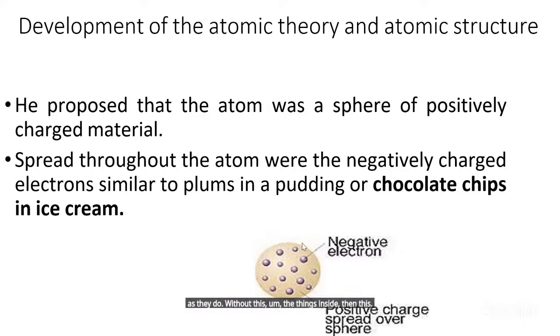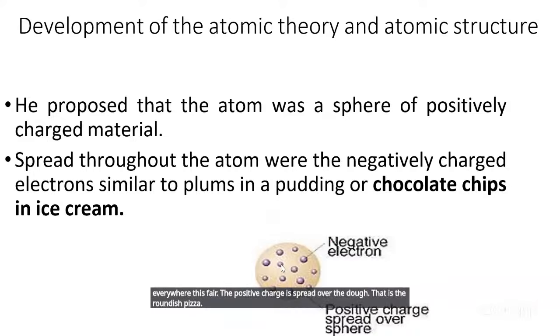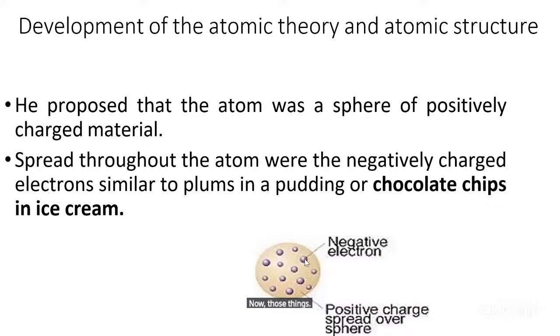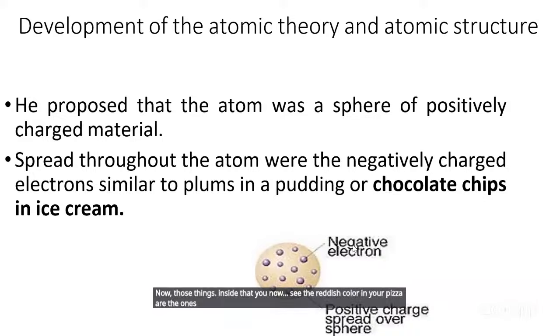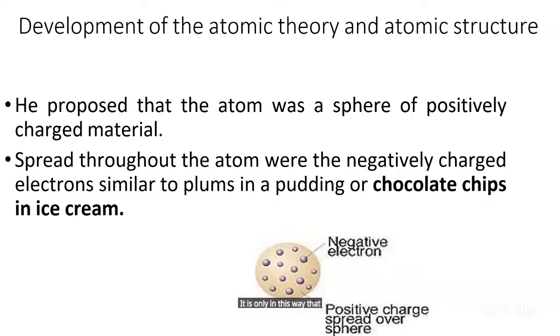Then your dough is made up of the positive charge spread over everywhere, the sphere. The positive charge is spread over the dough. That is the roundish pizza. Now, those things inside that you see as the reddish color in your pizza are the ones having the negative charge, and that's the electron. It is only in this way that he was able to prove that atoms are stable, because there is a positive sphere and there are negative points here.